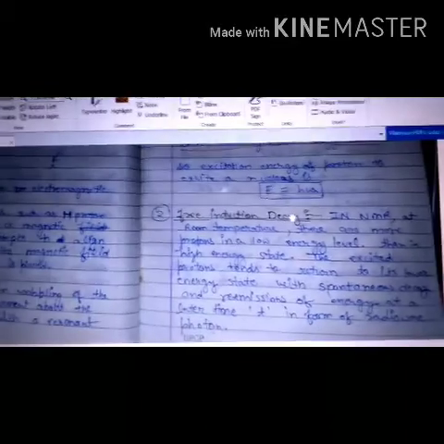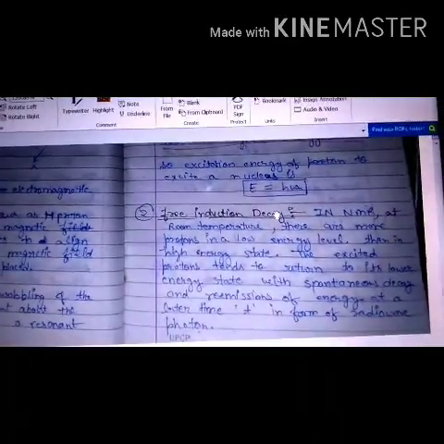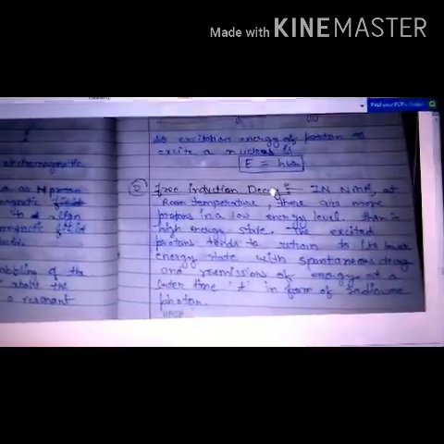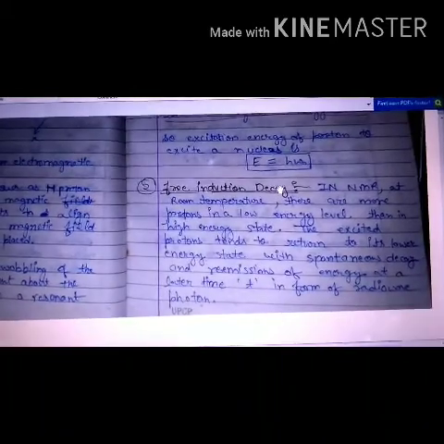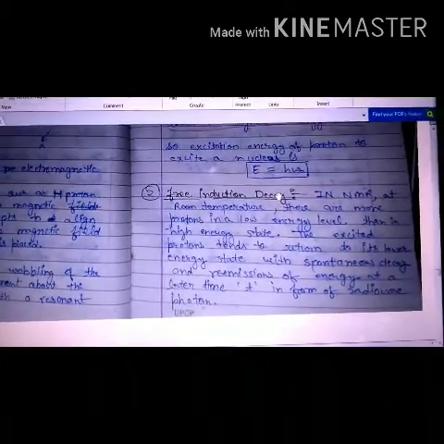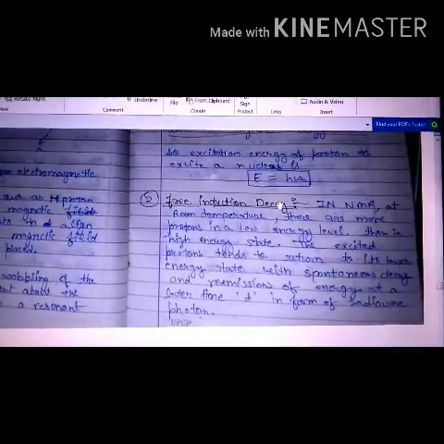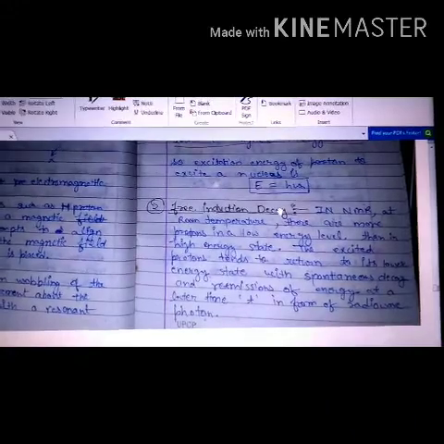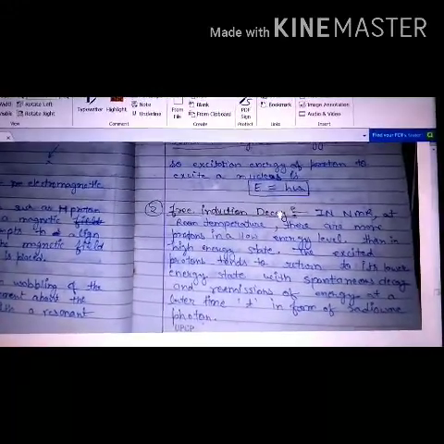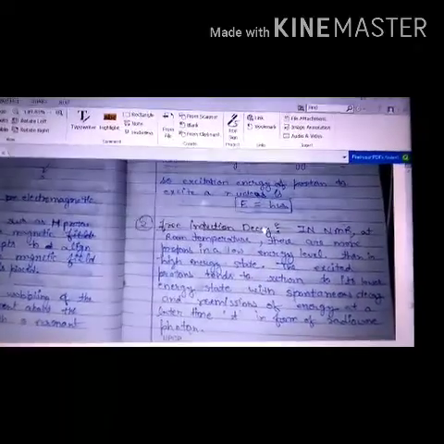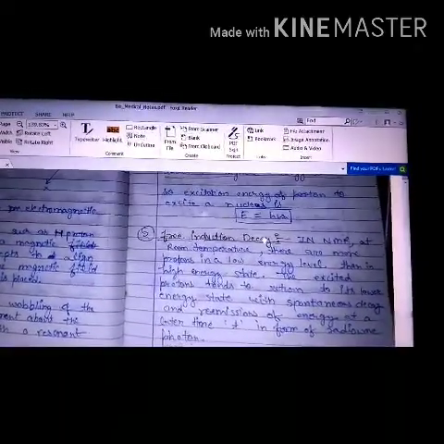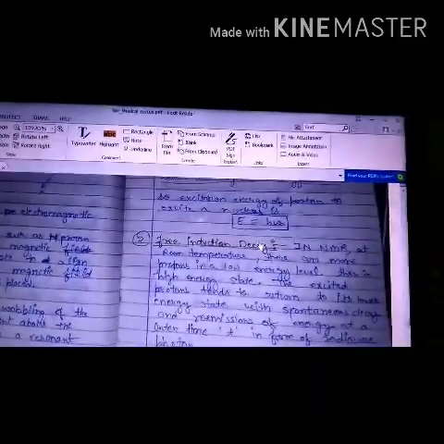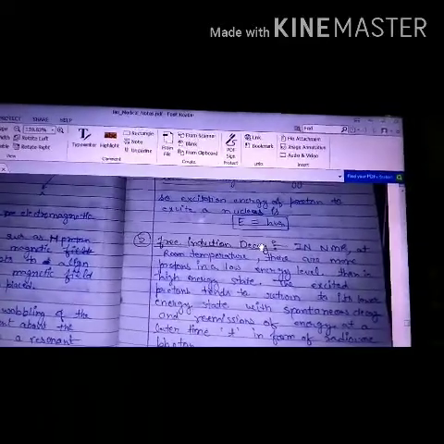Okay, so whenever a proton or a neutron is excited with the help of a magnetic field or radio waves, it reaches a higher energy state. This higher energy state is known as an excited state, and once the excitation is removed, there is a spontaneous decay because the excited particles want to come to their ground state or lower energy state. As they want to come to the lower energy state, there is spontaneous decay and re-emission of energy.